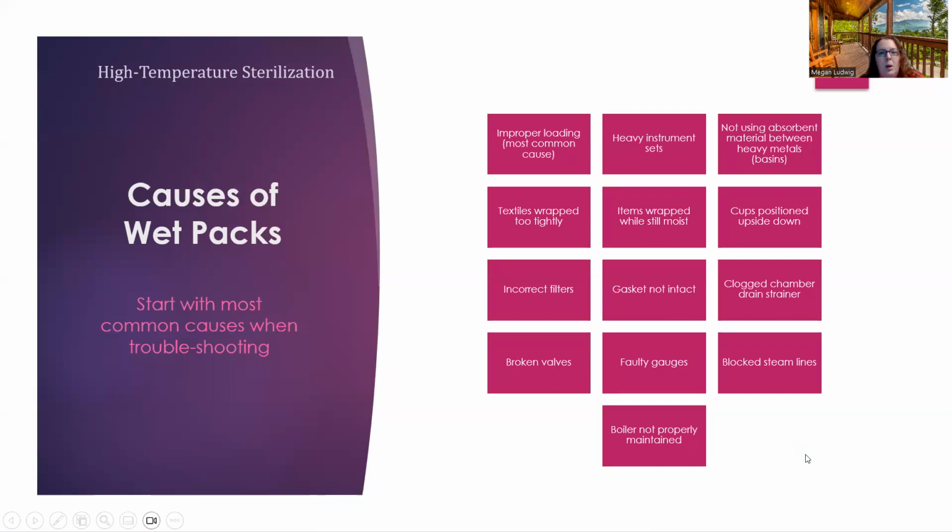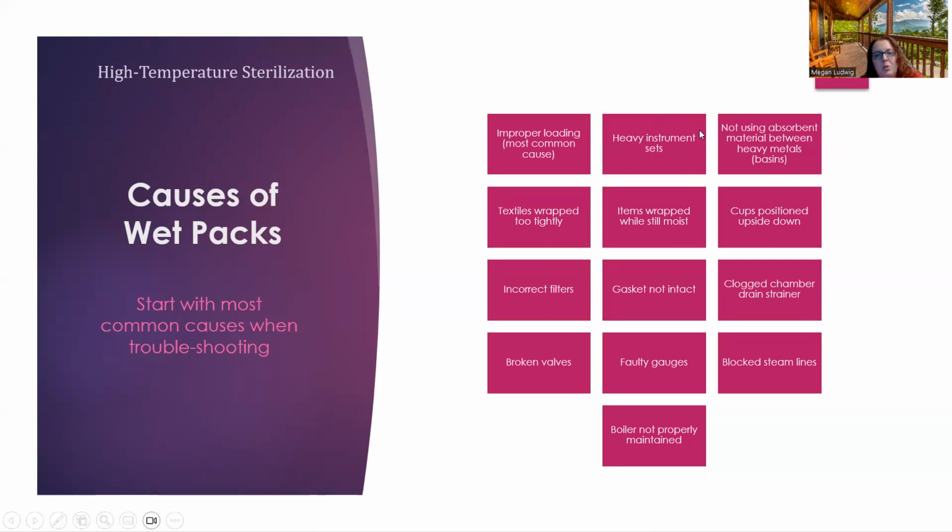So whenever you get a wet pack or a failed load, you're going to have to start troubleshooting. This can be a little bit tricky and daunting at first, I think you could say, but start with the most common things that might cause a wet pack or a load to fail. And that's going to be some of these up here, because it's going to go back to what we just talked about, loading the sterilizer properly. So improper loading is going to be the most common cause of a wet pack or a failed pack.